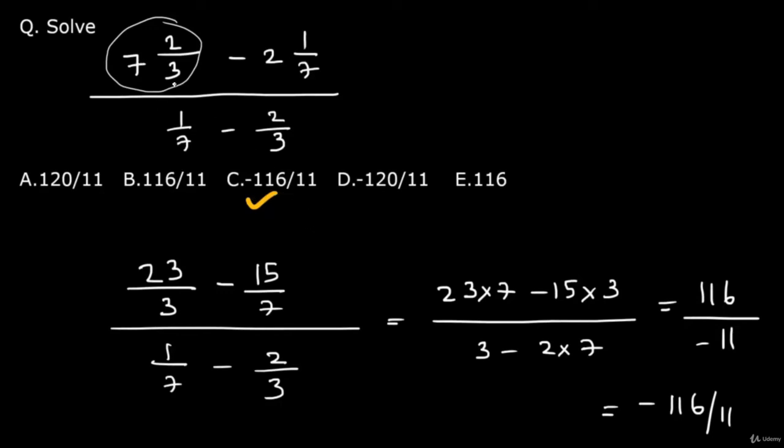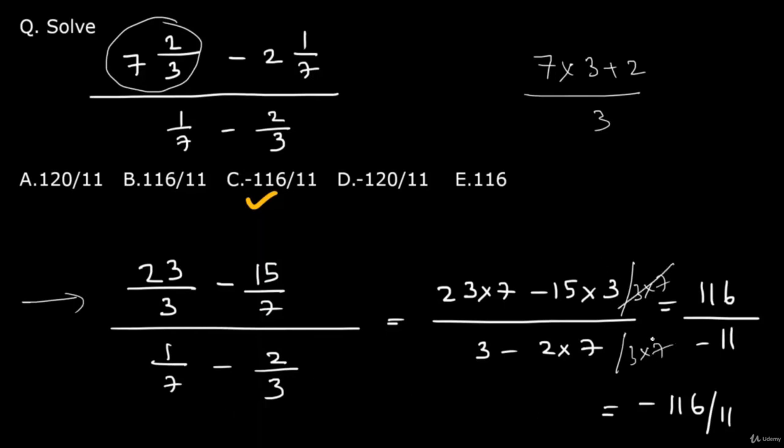Over here 7 2 by 3 can be simplified as 7 into 3 plus 2 by 3, right? So that's 21 plus 2, which is 23 by 3. Similarly, 2 1 by 7 is equal to 15 by 7. So the expression becomes like this. Now 23 by 3 minus 15 by 7, you can simplify it as 23 into 7 minus 15 into 3 divided by 3 into 7, right? So 3 into 7 is the denominator of the numerator. Similarly, over here also 3 minus 2 into 7 divided by 3 into 7, which is the denominator.